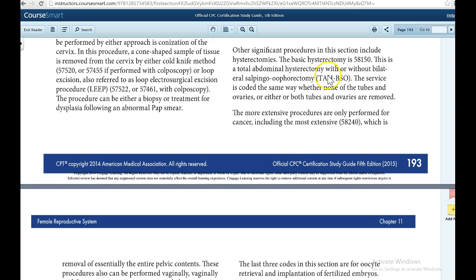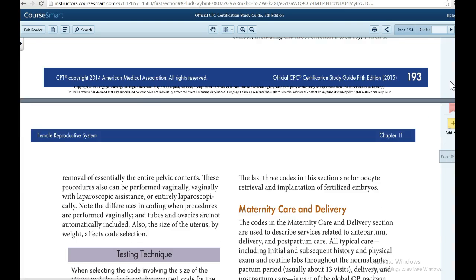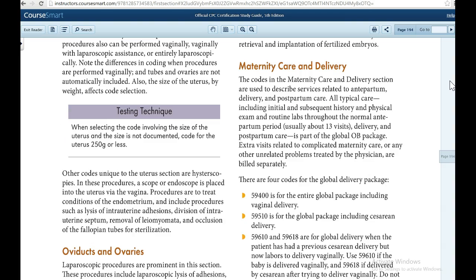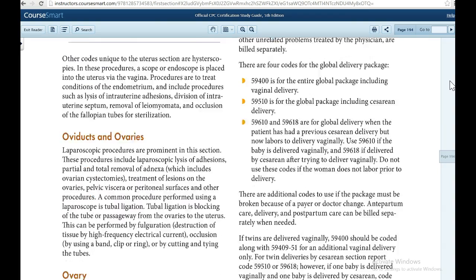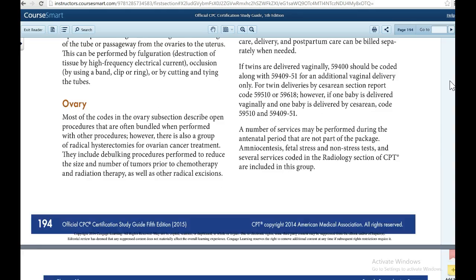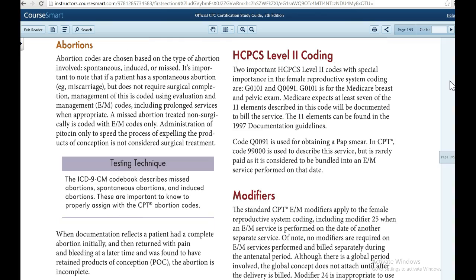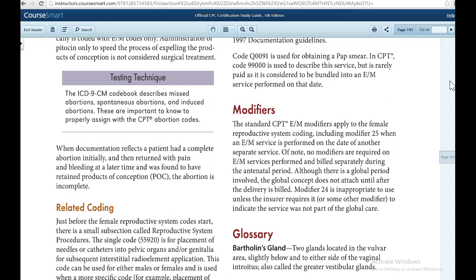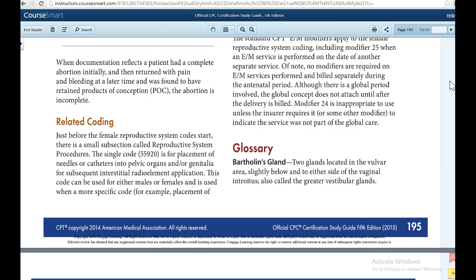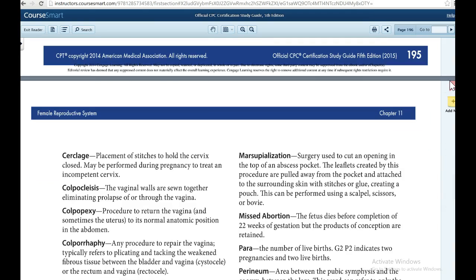Remember, make sure you all remember TAH-BSO, total abdominal hysterectomy with or without bilateral salpingo-oophorectomy. Okay? So that is a total hysterectomy right there. And remember, abortions is what we're calling miscarriages. You all make sure you go through your glossary and you remember these medical terms.